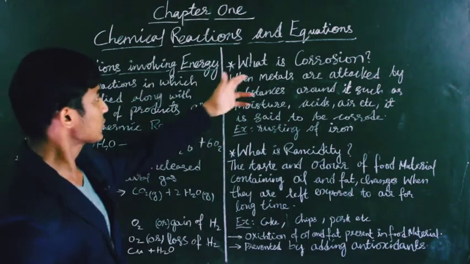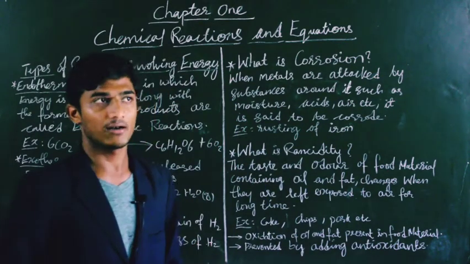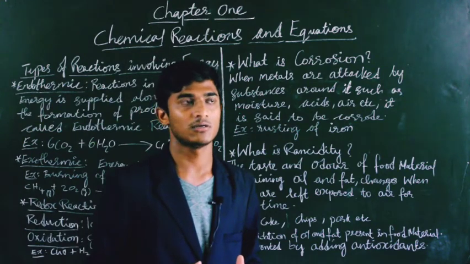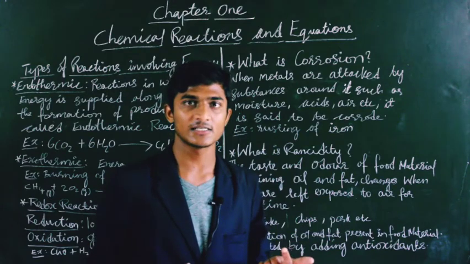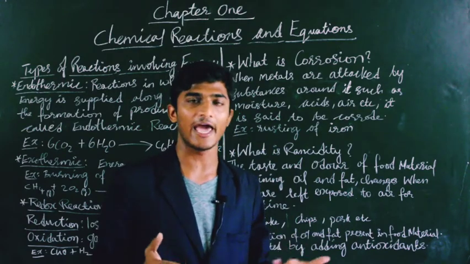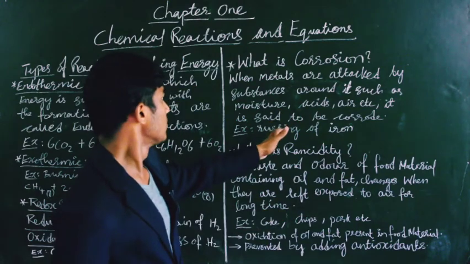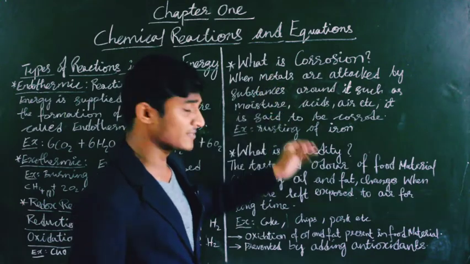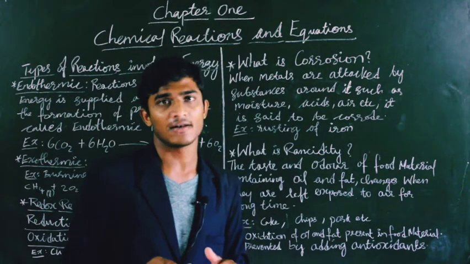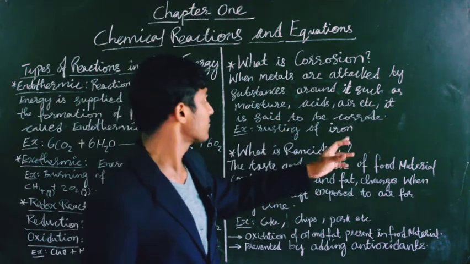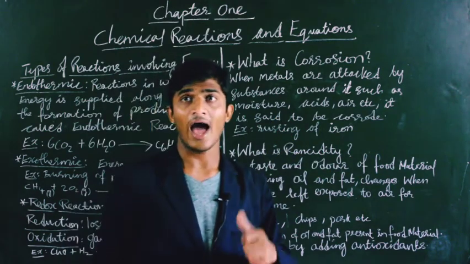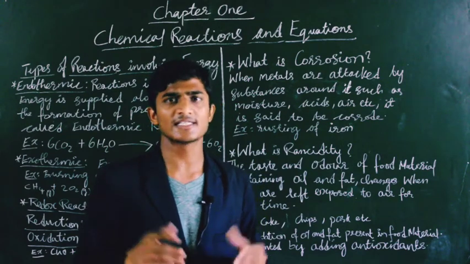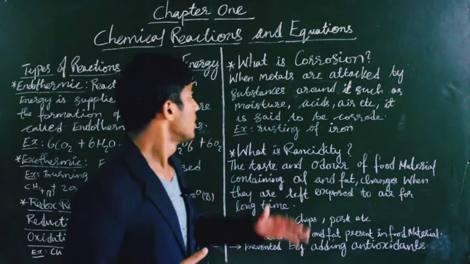Now, what is corrosion? When metals are attacked by substances that are there in nature, like moisture, acids, gases like air, they are said to be corroded. This corrosion is mostly seen in iron, in the rusting of iron. Why is iron getting rusted? Have you ever questioned why iron is getting rusted? It is nothing but the corrosion process.